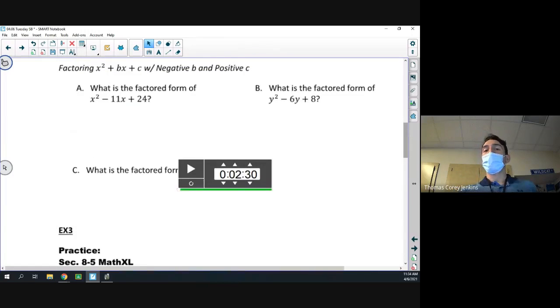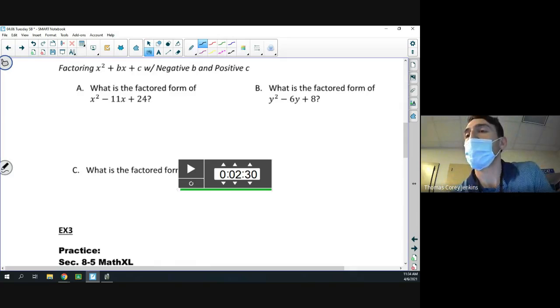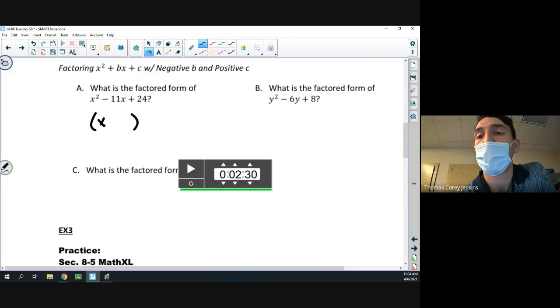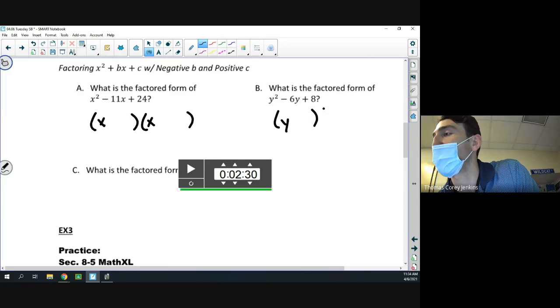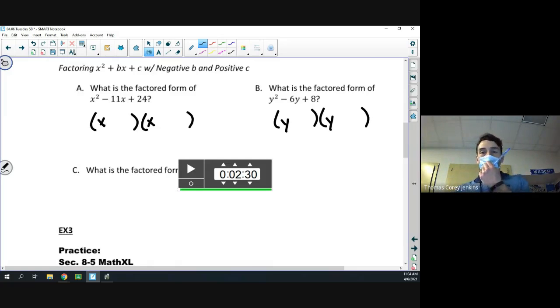All right, so same deal here, except we have a negative sign. Kind of same thing. All right, so we know before we even start, we know our answer is going to be x plus or minus something times x plus or minus something. We know on B, again, without thinking too much about it, it's going to be y plus or minus something times y plus or minus something. That's the easy part, okay?